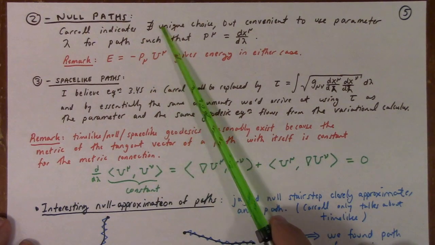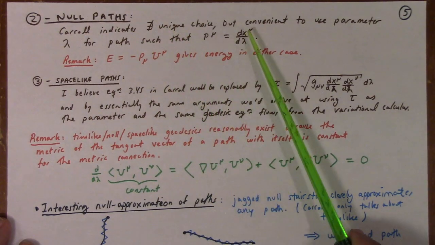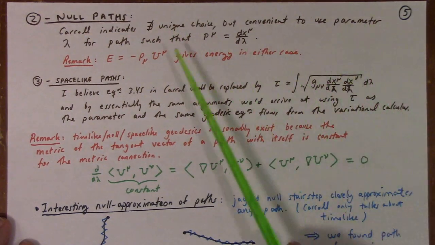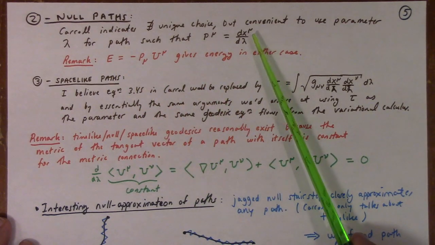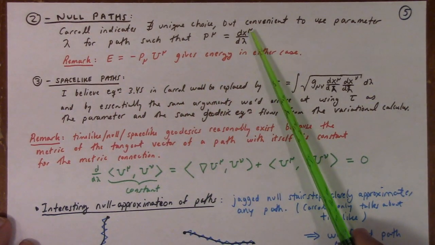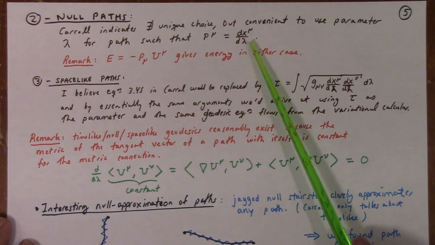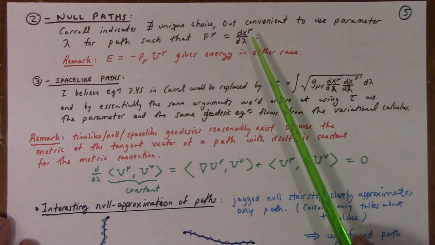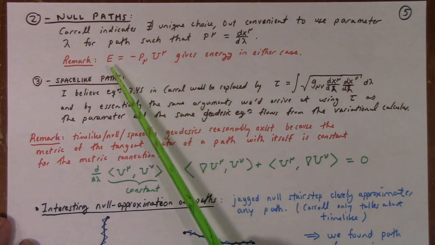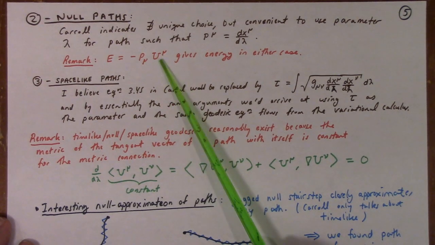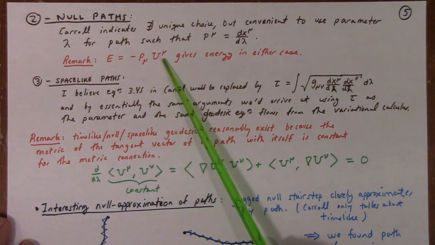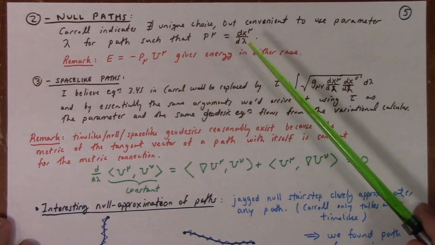Carroll indicates that there does not exist a unique choice, but it's convenient to use parameter lambda for the path, such that the momentum is the derivative of the position with respect to the parameter of the path, right? He also mentions that if you do that, the energy is always the contraction of the 4-momentum against the 4-velocity. This works for both null and time-like paths. Either way, you get the energy.